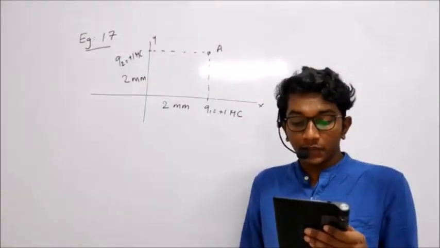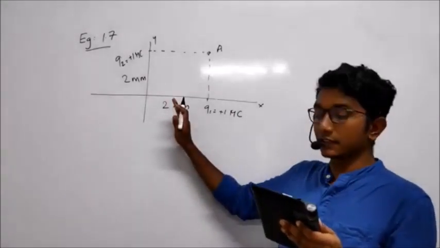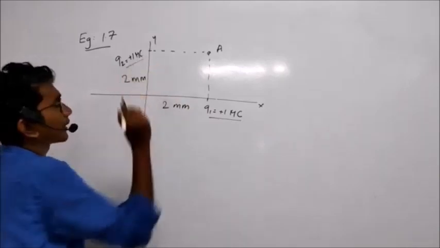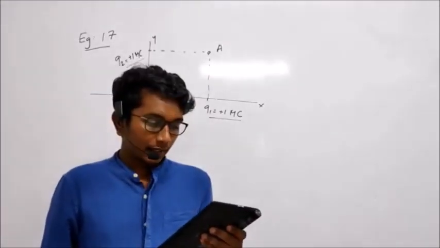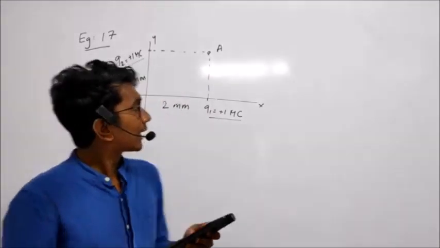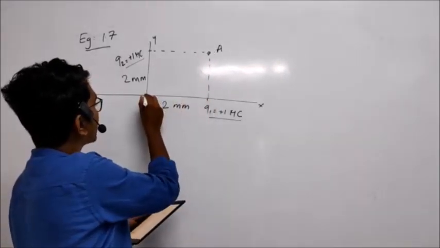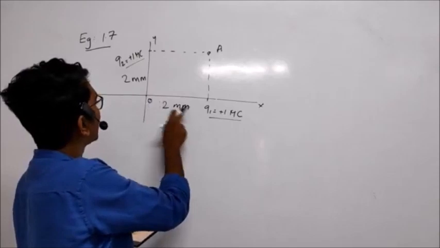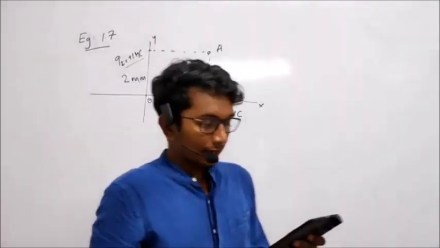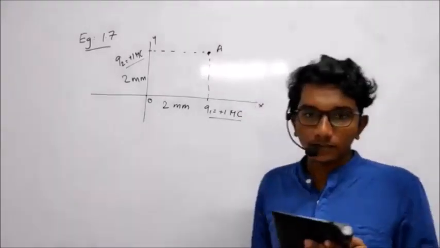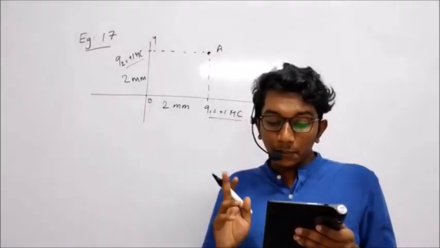The question is: consider the charge configuration as shown in the figure. A Q1 charge is there and a Q2 charge is there. Calculate the electric field at point A. The distance is given as 2 millimeter. This is the origin, 2 millimeter here, 2 millimeter here, and we have to find the electric field at point A. And also one more question is there.